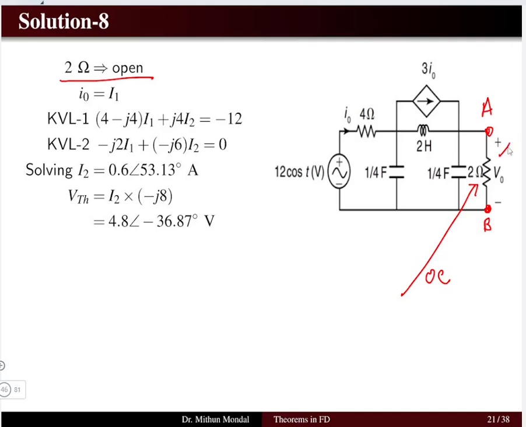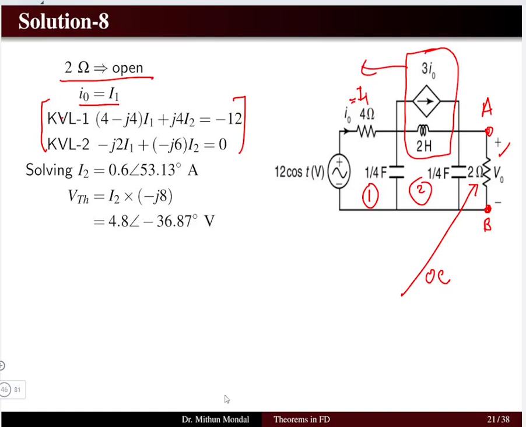Now when we open this 2 ohm resistor, I assume that the current I0 is equal to I1, which is flowing. Then I can write the KVL equation in the two meshes that we have. Here we have mesh 1 and here we have mesh 2. I can convert these current source and impedance in parallel into the equivalent voltage source and impedance in series. So we can have a voltage source and one impedance in series that we can obtain using source transformation. Source transformation we have studied, and today also we are going to see in detail.